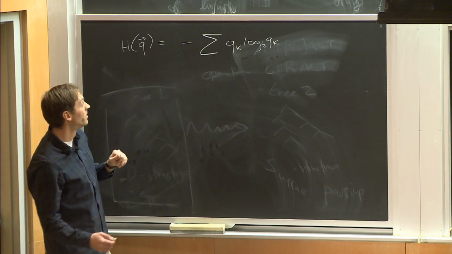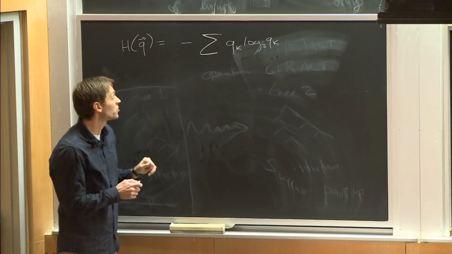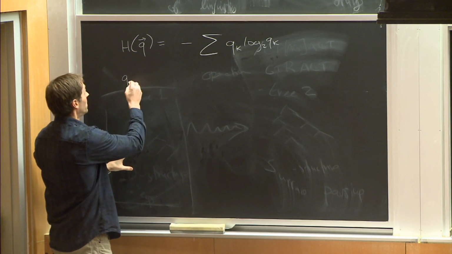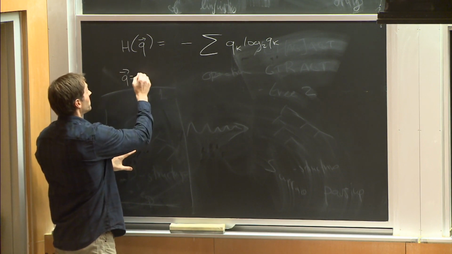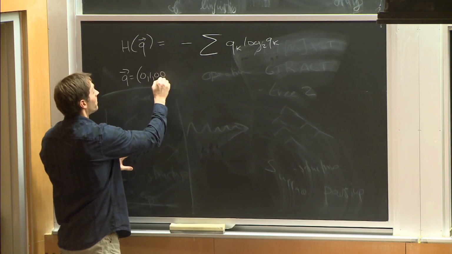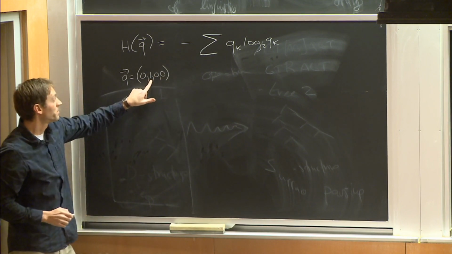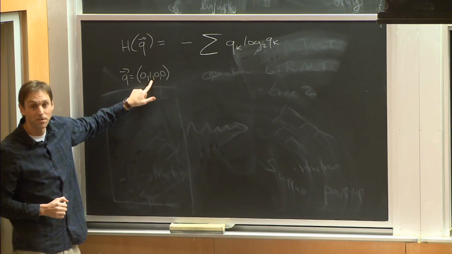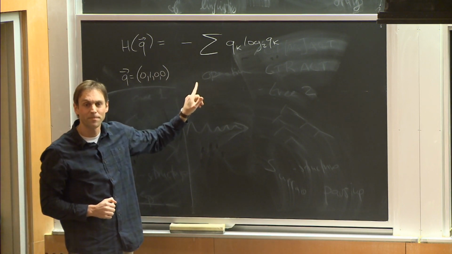Okay, and then what would be the entropy if I say that the distribution Q is this 0, 1, 0, 0, meaning it's a motif that's 100% C? What is the entropy of that?